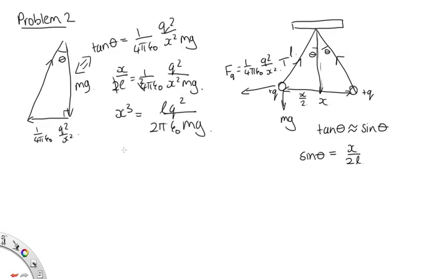Okay, so to get x, we just need to take the cubic root. So we've got lq squared over 2 pi epsilon naught mg to the power of 1/3. And that is indeed what we were asked to show.